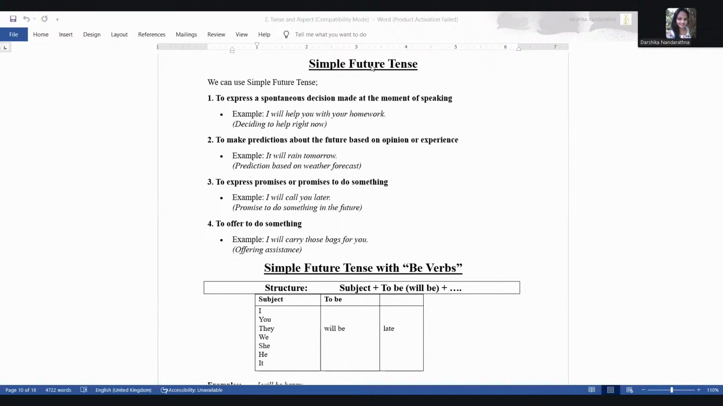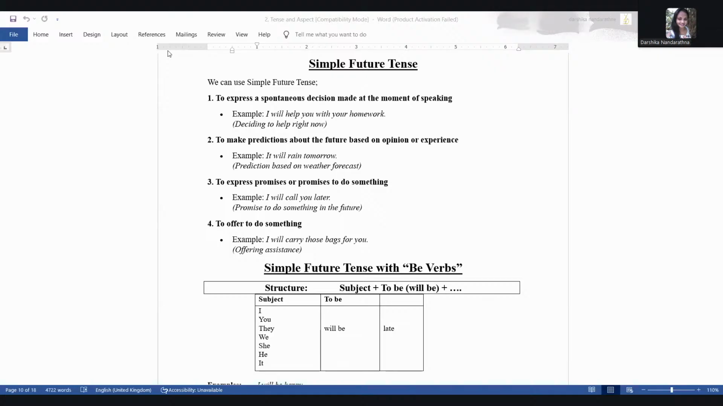Okay, simple future tense. We can use simple future tense to express a spontaneous decision made at the moment of speaking. For example, I will help you with your homework. So, it is a decision which has been taken at the moment of speaking. Decision to help right now.